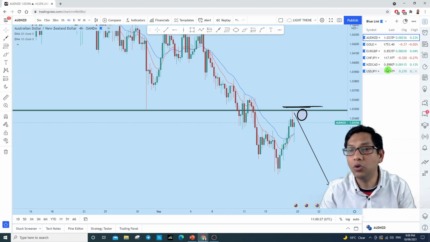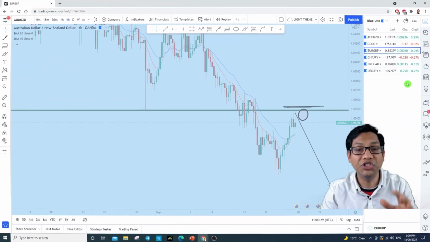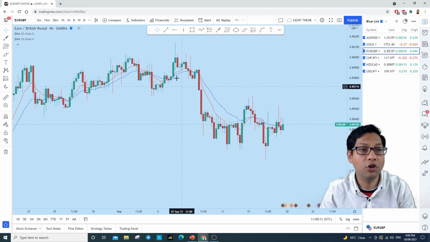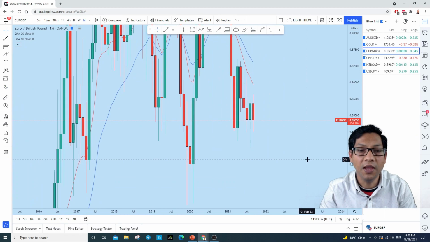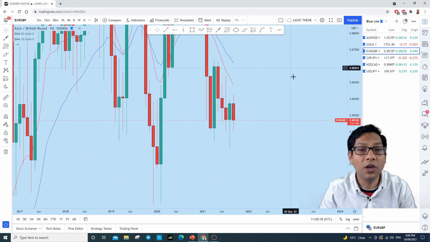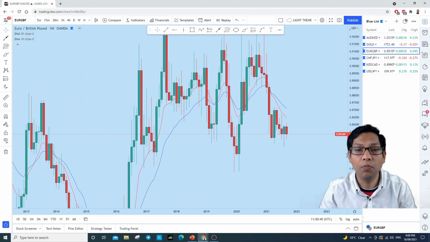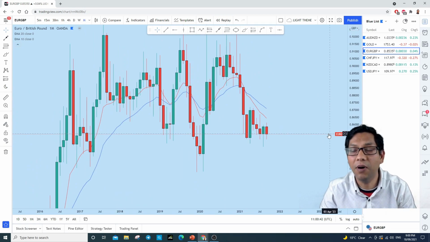Now let's go down to EURGBP. What kind of trading opportunity may we have? First let's start with the monthly time frame, because as I told you, monthly will give you a clear picture of what's happening in the market.